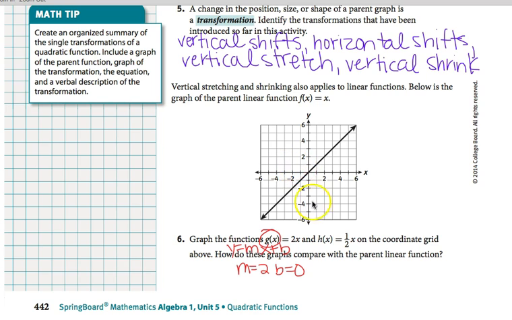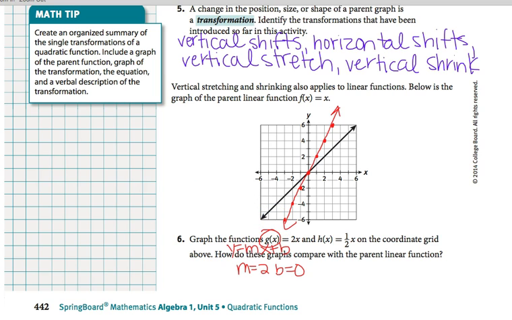So if we plot based on that, b equals 0, b is where we start, the y-intercept. M equals 2, a slope of 2 means rise 2, run 1, because it's 2 over 1. So up 2, right 1, up 2, right 1. Also, down 2, left 1, down 2, left 1. It's really hard for me to connect these with this pen. There we go. So there is our g of x.